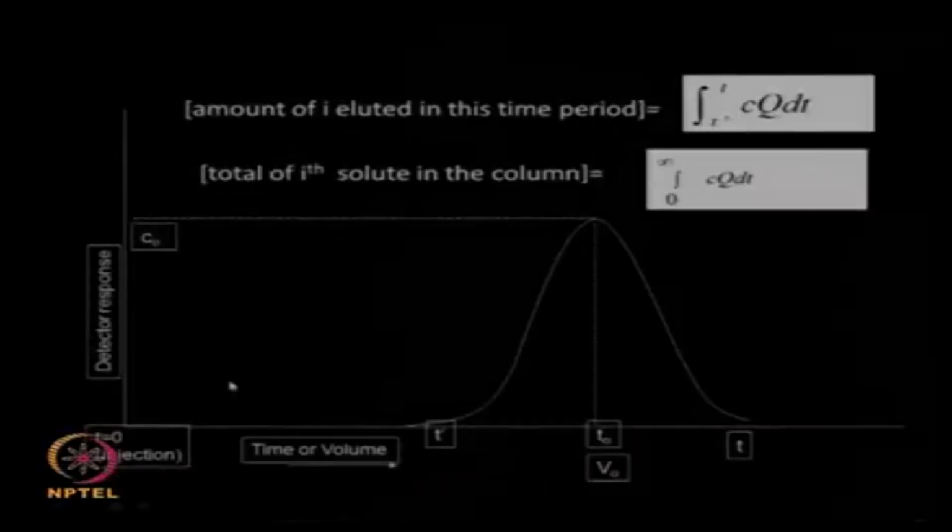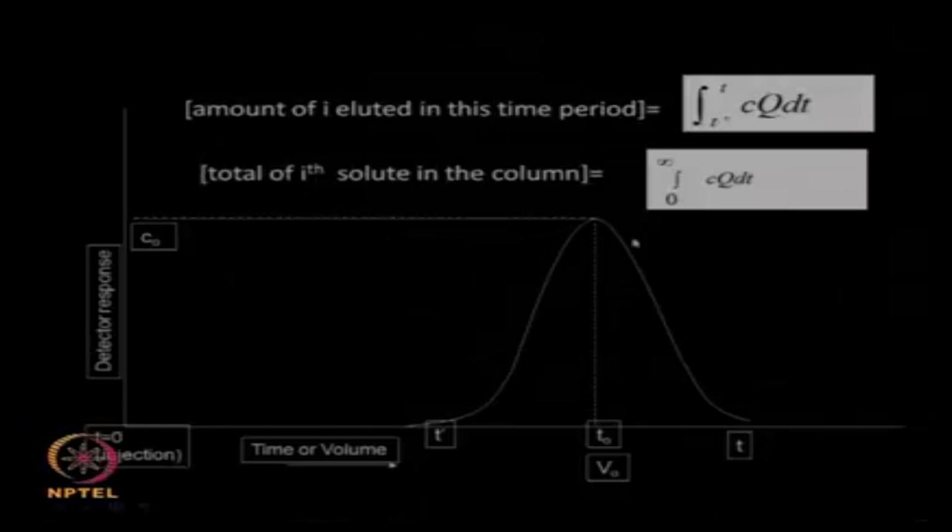Now let us go back again to the chromatogram. So you are injecting your sample here, and at time equal to t naught it is showing a maximum peak and it is falling down, okay. This is a Gaussian distribution. Now we call the beginning of this rise as t dash and the ending as t. Then the amount of this particular component, suppose we call it component I, eluted in this time could be the integral of C into Q into dt. Q is your flow rate, okay, C is the concentration varying between t dash to t. So this is nothing but the area under this curve, okay.